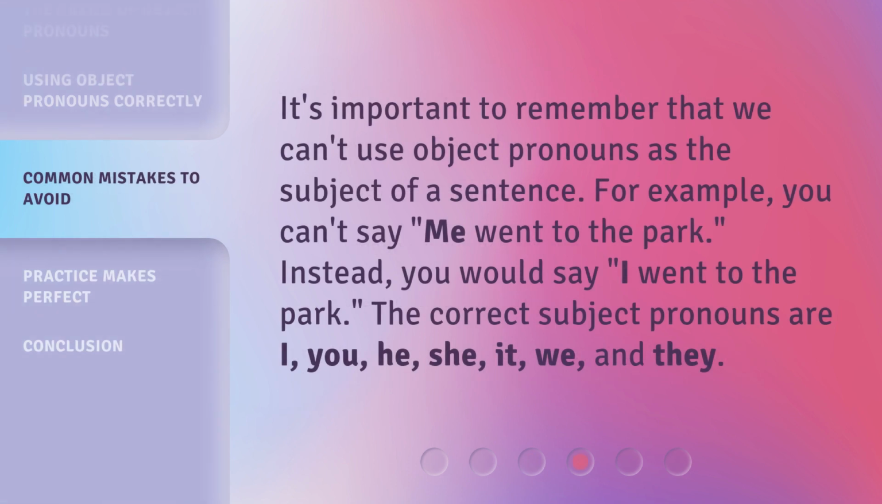It's important to remember that we can't use object pronouns as the subject of a sentence. For example, you can't say, me went to the park. Instead, you would say, I went to the park. The correct subject pronouns are I, you, he, she, it, we, and they.